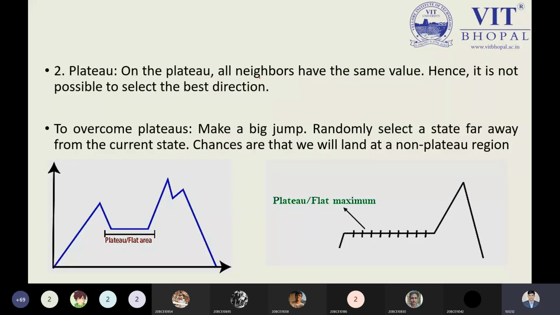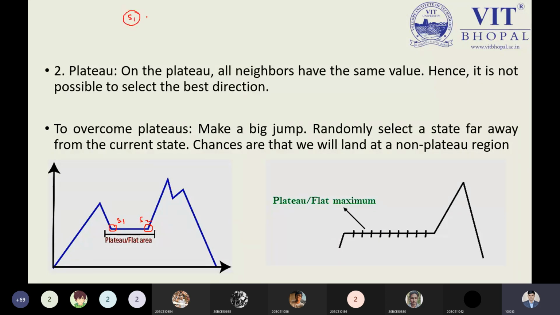It's very simple. You just need to connect this point, the plateau. On the plateau, all neighbors have the same value. Just look at this point. Suppose this is state one, and this is state two. These two states are represented by the plateau, a flat area, and it is not possible to get the optimum, the best solution, because it is supported by all the neighboring nodes as the best solution. Look at this example.